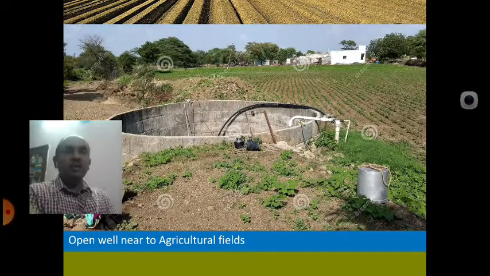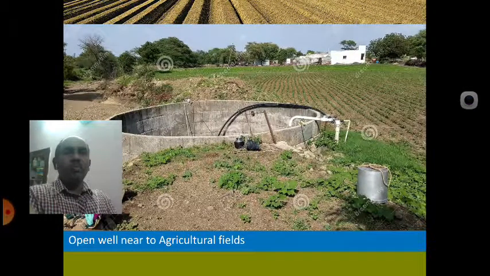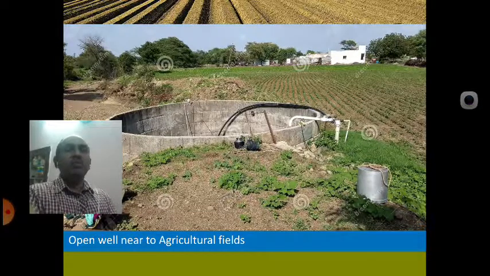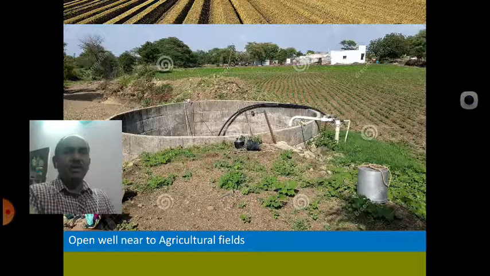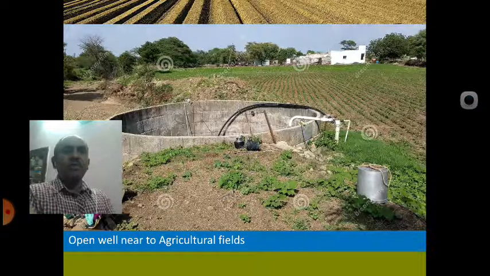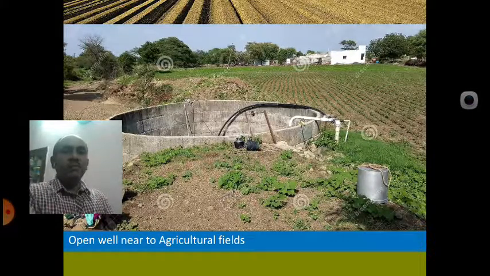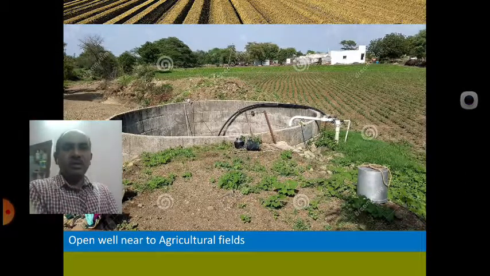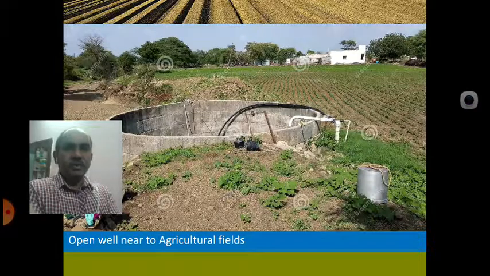Here you can observe this is an open well, near agricultural fields and a small village or hamlets, where the water is utilized for agriculture as well as domestic purposes. Now we have to drive the water from the well to outside. For that purpose we require pumps. The pump has to be driven by our electrical motor. Similarly, whether single phase or three phase motors, generally they are used.